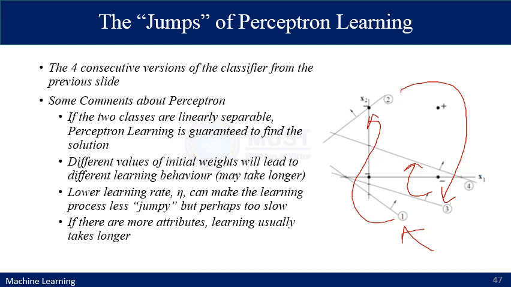So here are some comments about the perceptron learning algorithm. The perceptron learning algorithm is guaranteed to find a solution if the two classes are linearly separable, and different values of initial weights will lead to different learning behaviors. That means it may take longer to change weights if the learning rate is low, and a lower learning rate can make the learning process less jumpy but perhaps too slow. Similarly, if there are more attributes, learning usually takes longer.